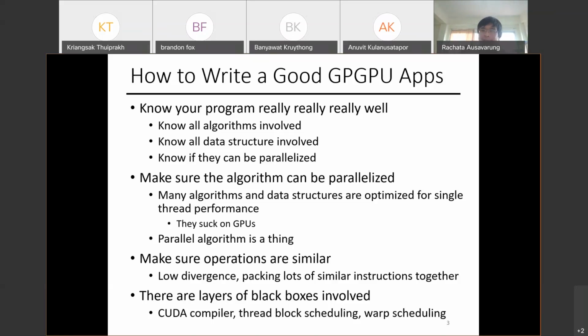The CUDA compiler, the thread block scheduler, the warp scheduler, these are all kind of like black boxes. We know to some extent as architects how they work, but these are things that can happen to your code, and scheduling might happen in a different order than you expected, and the results can be either faster than you expected or slower than you expected.